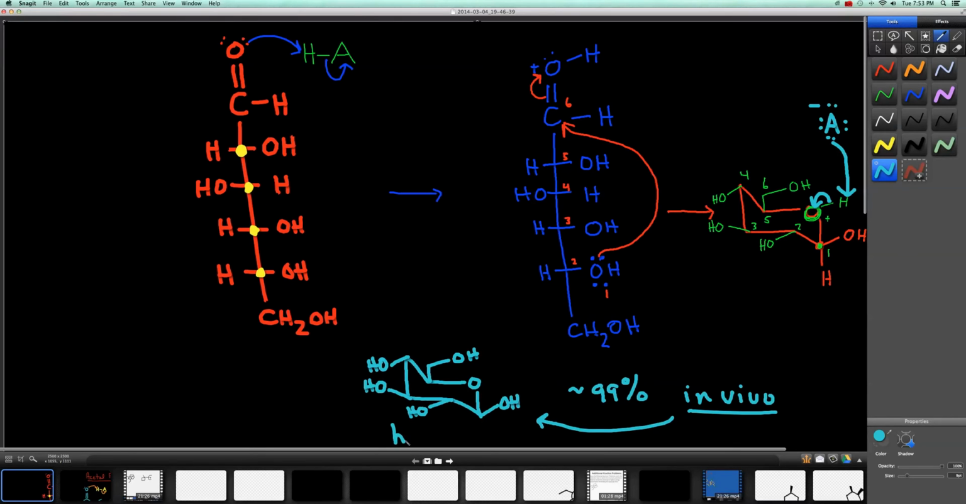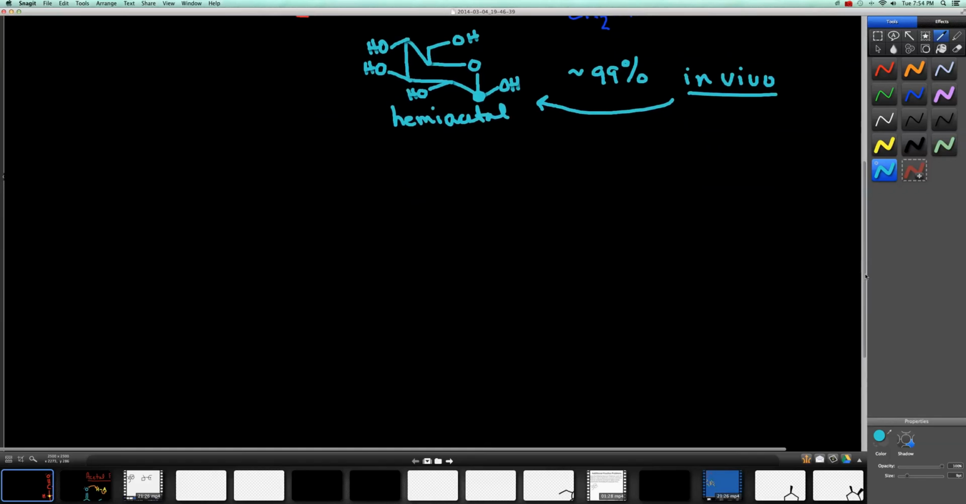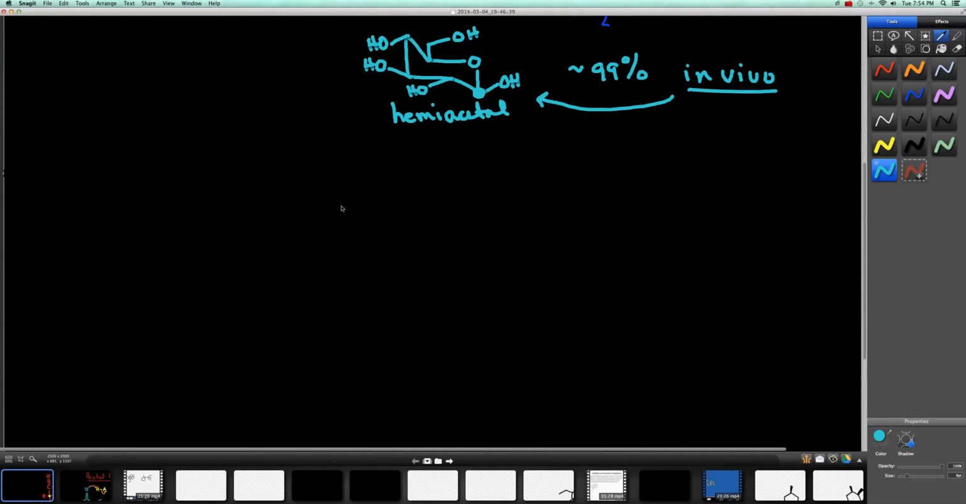So this molecule would be a hemiacetal. Again, the anomeric carbon is the only carbon that is both an ether and an alcohol. So we'll start with the hemiacetal, and now what we're going to do is take the HA that we generated at the end of step 3, and we're going to protonate this OH.